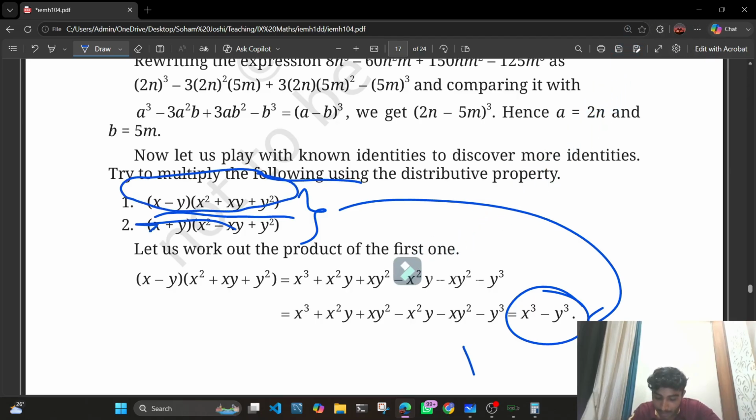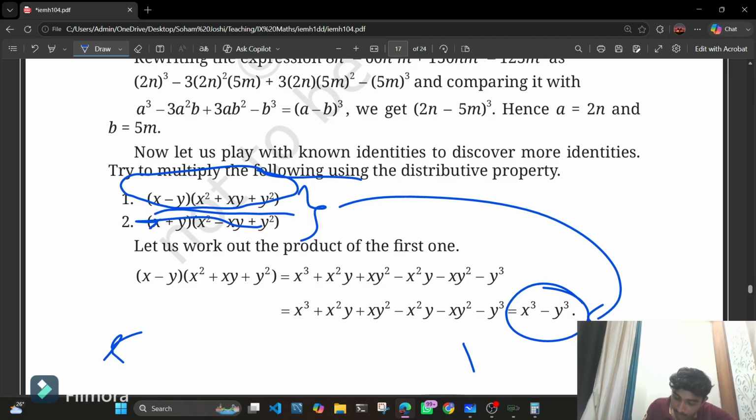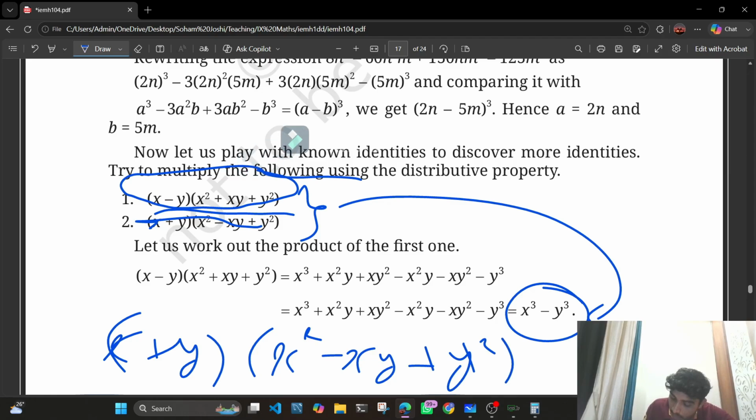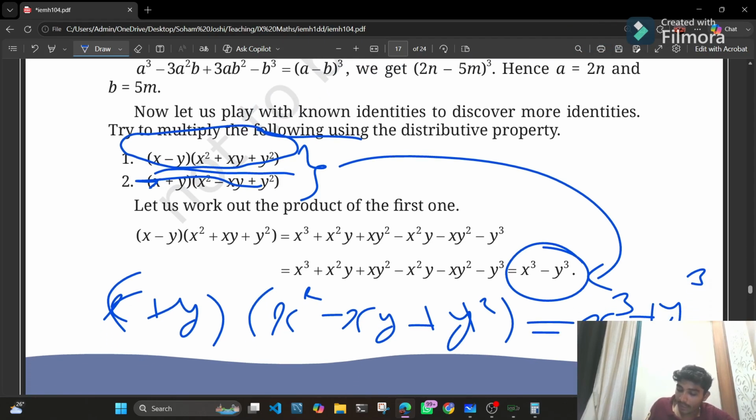And the second part is that (x plus y) into (x square minus xy plus y square) is equal to x cube plus y cube. So that you need to try on your own. Nothing much you have to do. You have to just open the brackets, multiply the brackets, and simplify them.